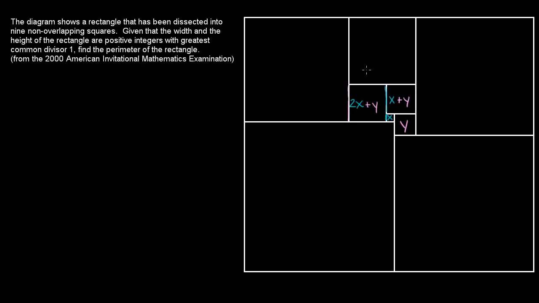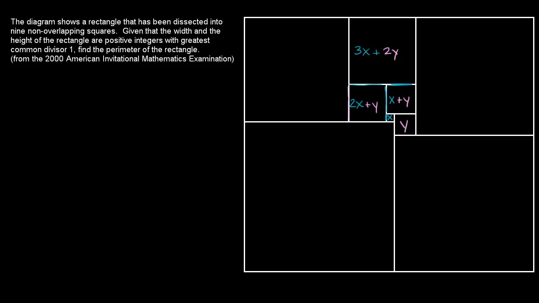And then we can go to this one up here. Well, if this distance right over here is 2x plus y, and this distance right over here is x plus y, you add them together to get the entire dimension of one side of this square. So it's going to be 3x plus 2y. I've just added the 2x plus the x and the y plus the y to get 3x plus 2y as the length of one side of this square, and they're all the same.